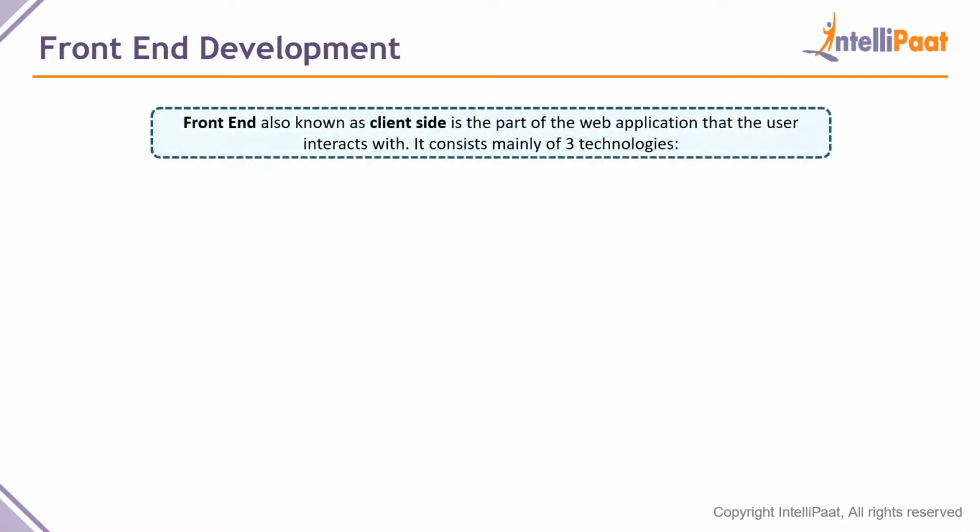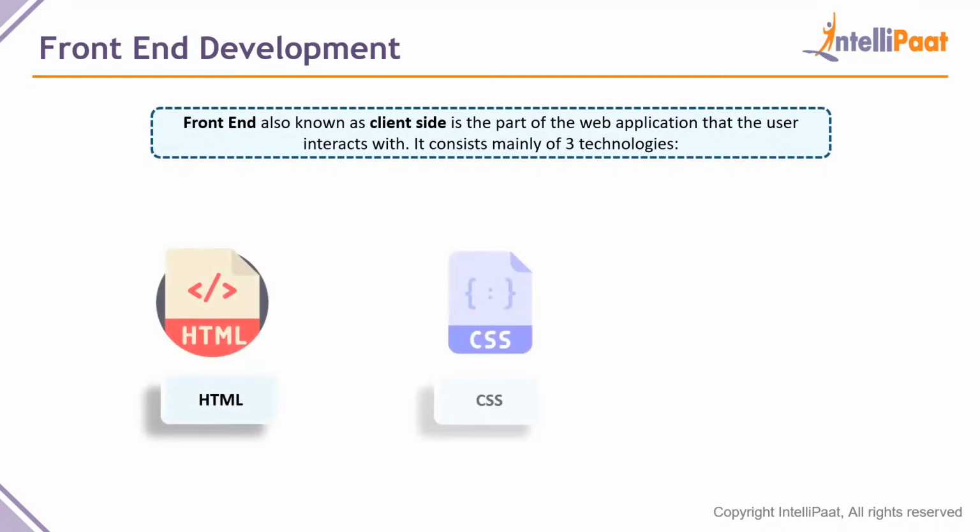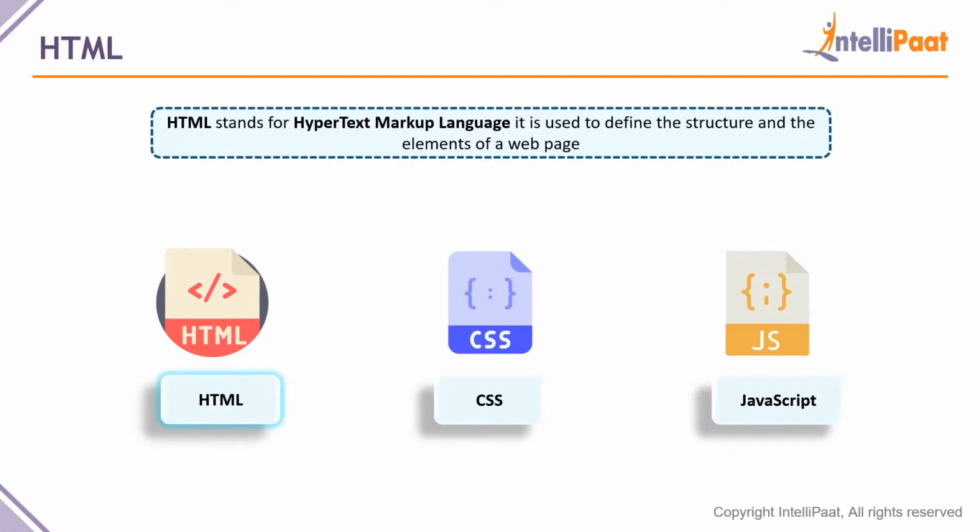So front-end development is defined as the client side. It is the part of the web application that the user interacts with. It mainly consists of three technologies that are prominent today: HTML, CSS, and JavaScript. These are essentially the bread and butter of front-end web development. So let us look at what HTML is. HTML stands for Hypertext Markup Language. It is used to define the structure and the elements of a web page.